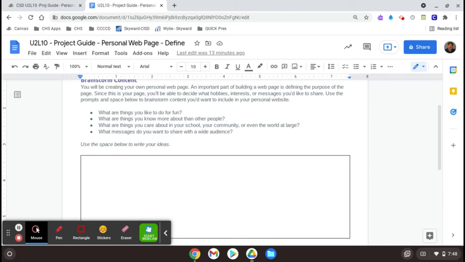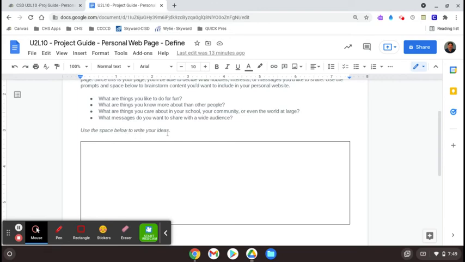So you're trying to get an idea out, or a thought, or information, or something. That's what web pages are for. We've learned so far that people can create web pages about dogs, musical instruments, vacations, and so on and so forth. So there's tons of things you can pick from. What you're going to do today is use the space below to write your ideas down.